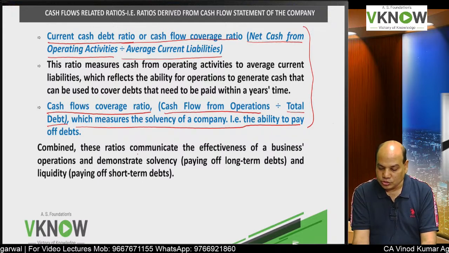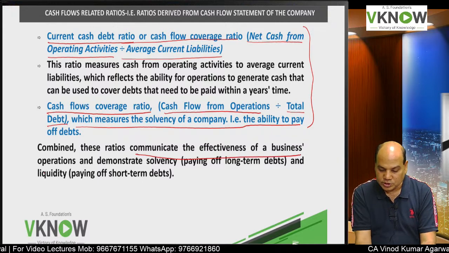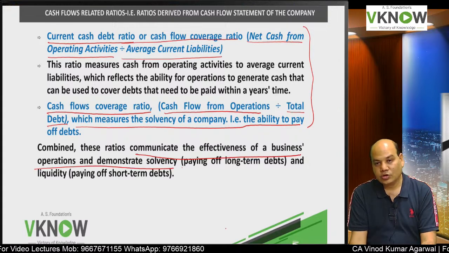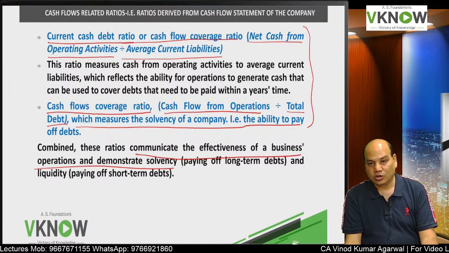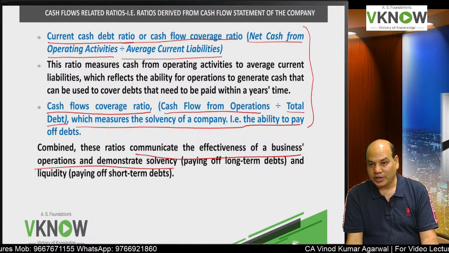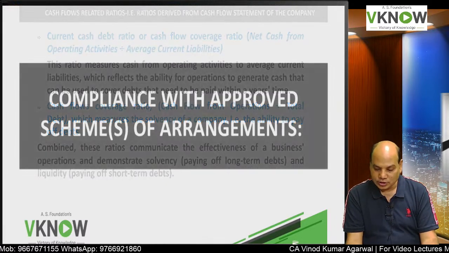So these ratios communicate the effectiveness of a business operation and demonstrate the solvency. Whether the company will be able to survive in the long run or not, whether it will be able to pay its long-term and short-term debts or not.